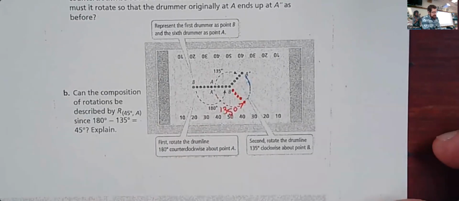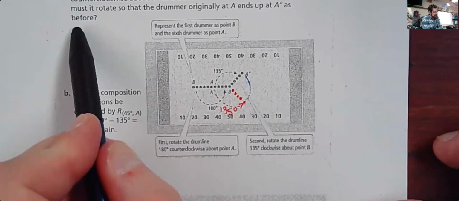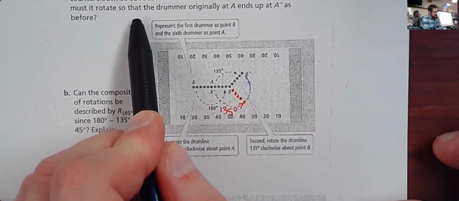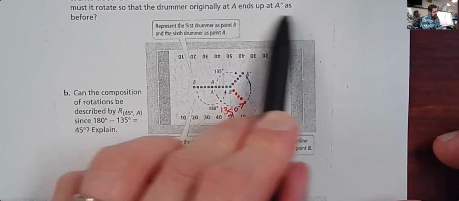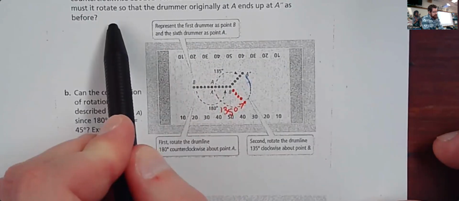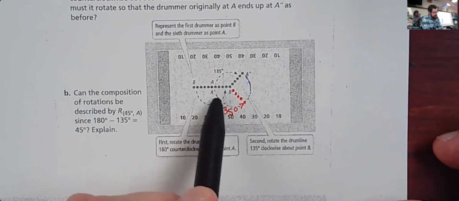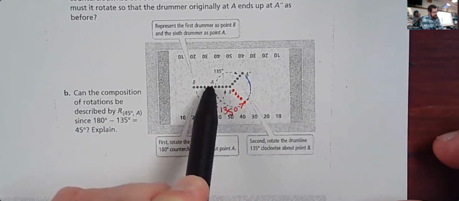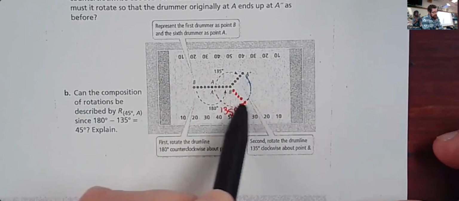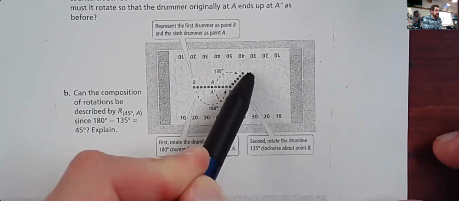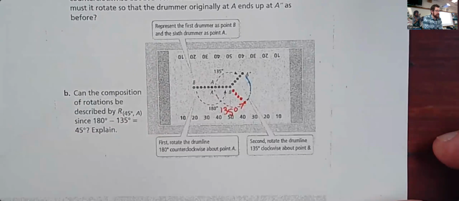So the answer here is, how many degrees must it rotate so that the drummer originally at A ends up at A double prime as before? If you're turning counterclockwise, that means it's got to go 135 plus another 90. So that would be a 245 degree rotation, basically. Right?